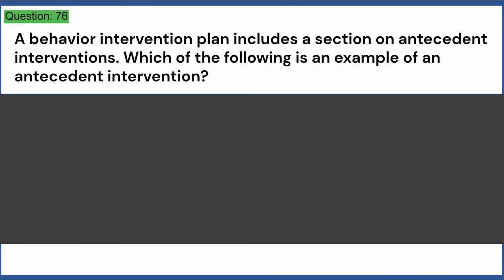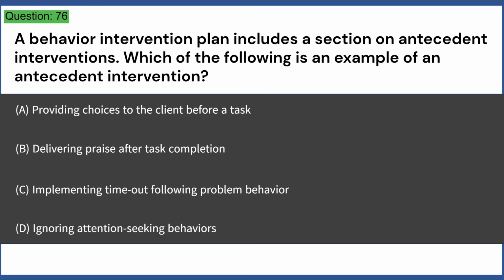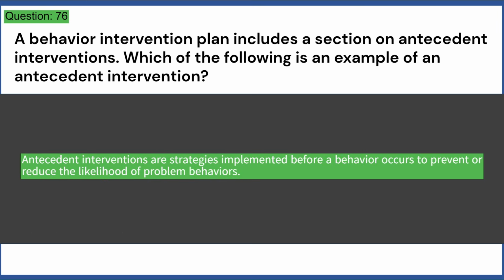A behavior intervention plan includes a section on antecedent interventions. Which of the following is an example of an antecedent intervention? A. Providing choices to the client before a task. B. Delivering praise after task completion. C. Implementing timeout following problem behavior. D. Ignoring attention-seeking behaviors. Answer A. Antecedent interventions are strategies implemented before a behavior occurs to prevent or reduce the likelihood of problem behaviors.